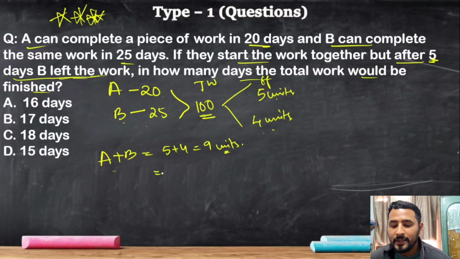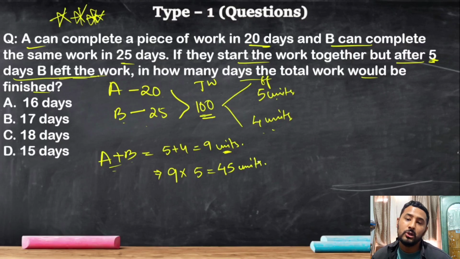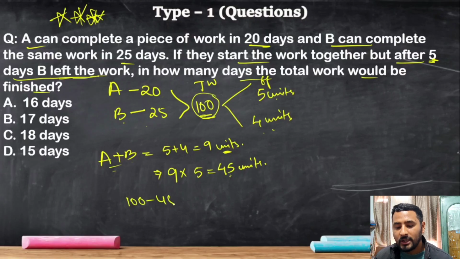So what should you do for up to 5 days? You take 9 units, because A plus B are working together up to 5 days. So total work they have done up to 5 days will be how much? 9 into 5. That is 45 units of work already completed. But our total work is 100, right? If 45 units have already been completed, you should subtract 100 minus 45. This will be how much? 55 units of work is still left. And this is being completed by whom? By A alone, because B has left. Now A will work alone to complete the remaining work.